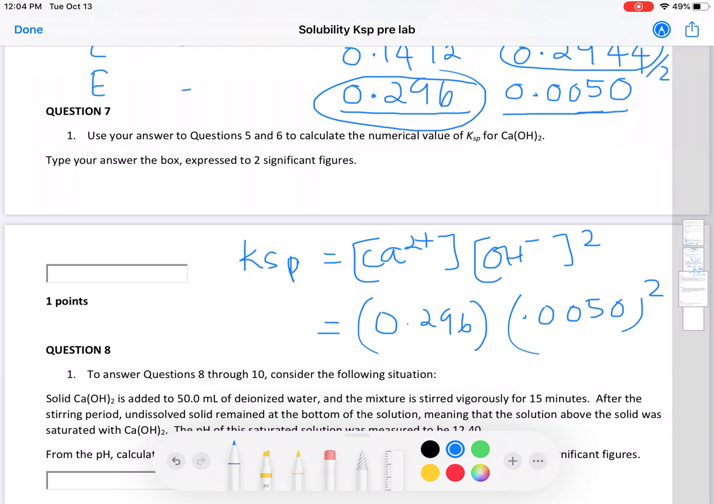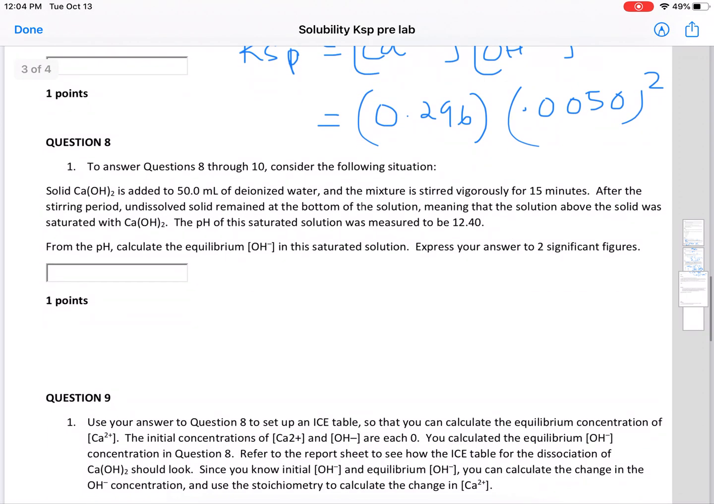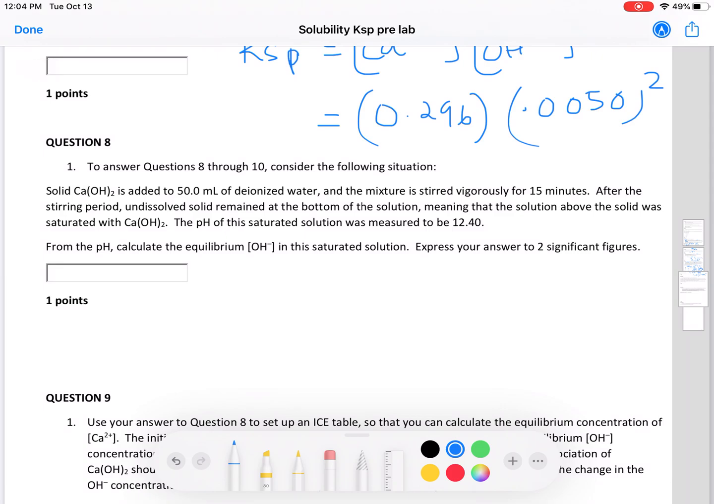Now question 8. Solid calcium hydroxide. To answer questions 8 through 10, consider the following situation. Solid calcium hydroxide is added to 50 milliliters of deionized water. Remember the calcium hydroxide you made in the previous calculations, the one you vacuum filtered. Your actual experiment is also going to be similar to this, and your calculations are also going to be similar to this, so you should be able to do those post lab calculations without bugging me.